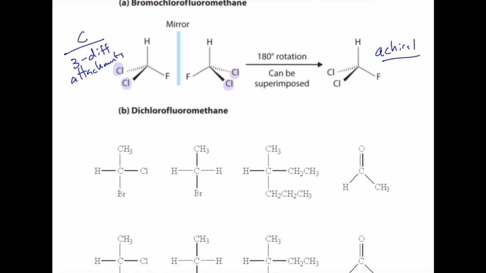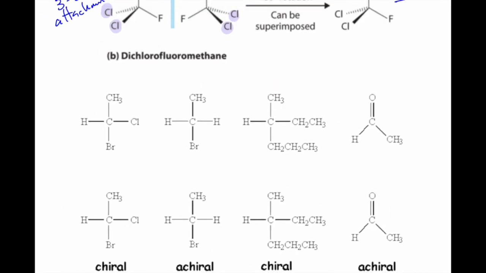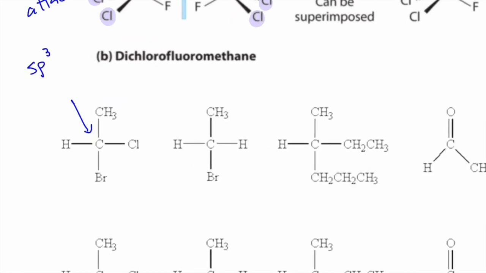They are not special. So right now I want to look at a few of these and talk about which ones are different. It's as simple as saying there are 4 different ones. So it has to have 2 rules. 1, it has to have 4 attachments, so it has to be an sp3. And 2, it has to have 4 different attachments. So because of that, I put a little star. That one's chiral.